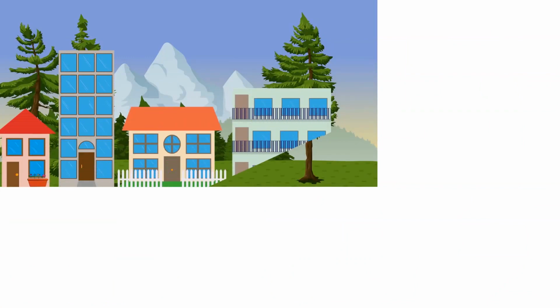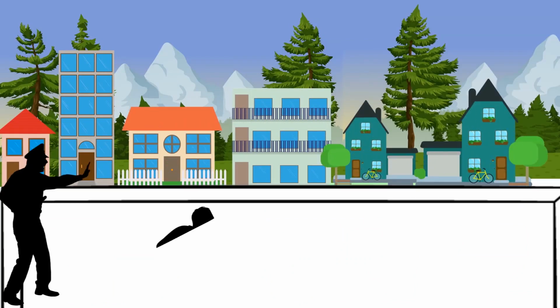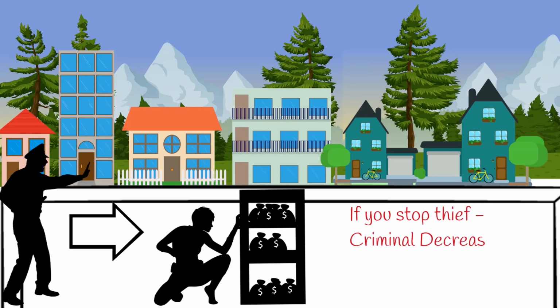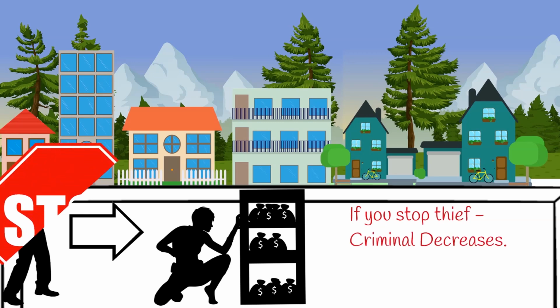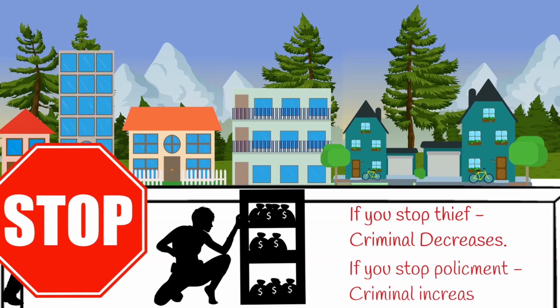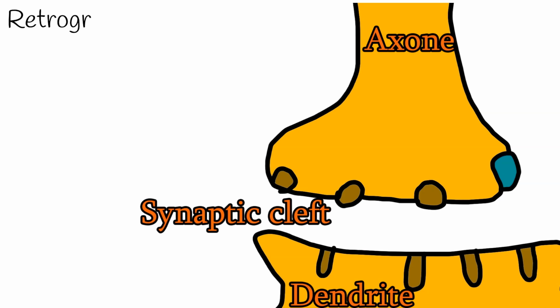Imagine a small town populated with different people, and you have a stop signal. If you say stop to a thief, and he will stop stealing, of course it is good, and you get a decreased criminal rate in the town. But if you say stop to a policeman, and he will stop working against criminals, the criminal rate will increase in the town. We have such regulatory stop signals in the body. Endogenous cannabinoids play this role.